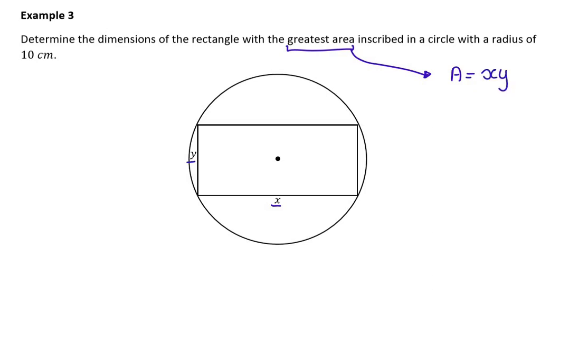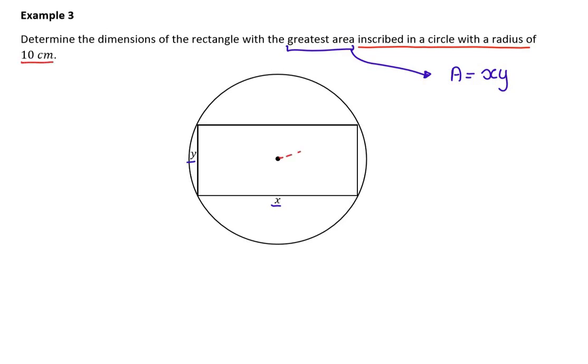Now we know from maths and from doing previous questions, you can't have two letters, and so I need to be able to isolate y or x at some point and sub in here so that I get area in terms of one of these. So how is this going to be possible? Well, the second bit of information they've given me is that this rectangle is inscribed, which means its four vertices touch the circle, and the circle has a radius of 10 centimeters.